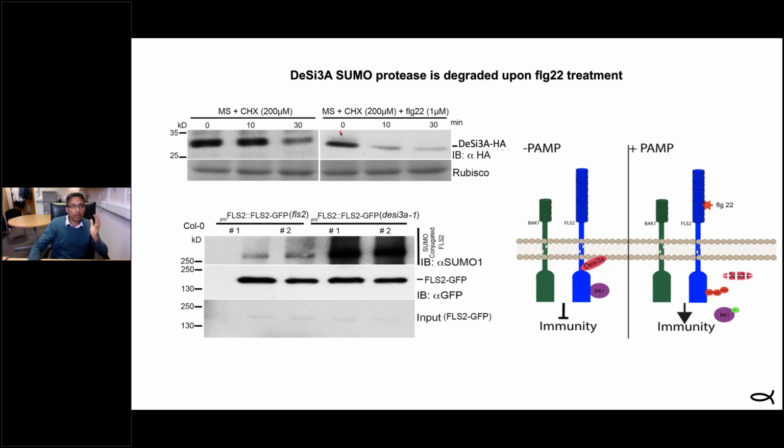Okay, and what was intriguing, and was very clear for us, is that when you treat plants with flagellin, like when you treat with salt, you see OTS1 protease disappearing. We see here Desi3A disappearing within minutes. And we think that coincides with FLS2 being hypersumoylated because the protease that cleaves SUMO off FLS2 is no longer there. So FLS2 is hypersumoylated, and that facilitates the release of BIK1 kinase from the BAK1 FLS2 co-receptor complex, and that then allows downstream signaling to go on.